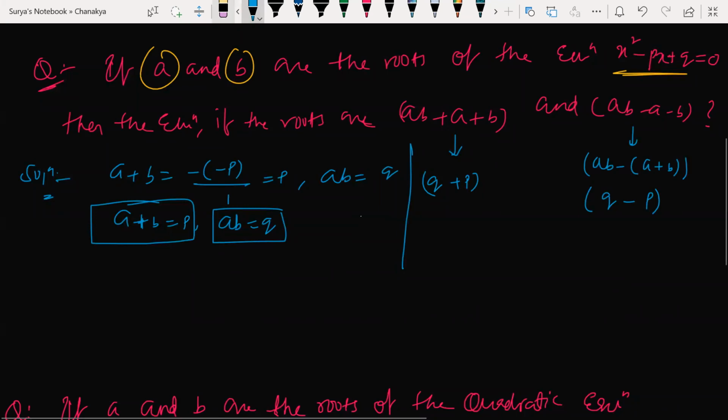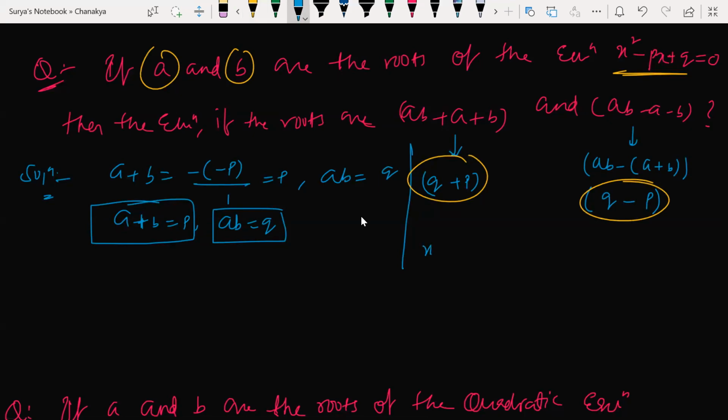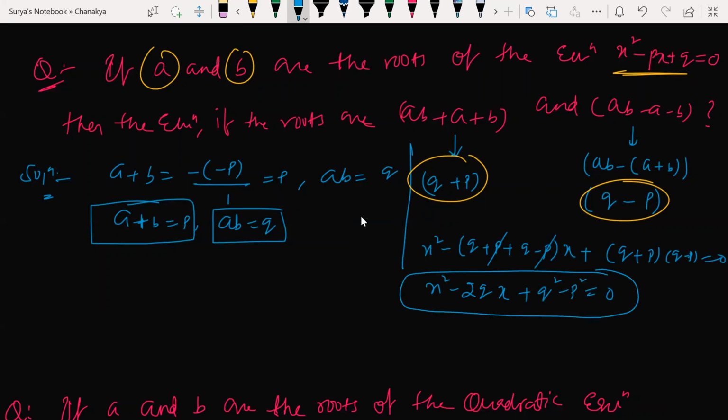So now if this and this are the roots, then what is the quadratic equation going to be? x square minus the summation of the roots into x plus the product of the roots. This is the formula for framing an equation. So x square minus, plus p will get cancelled, so 2q into x plus q square minus p square is equal to 0. How many of you got this answer? This is the right answer.